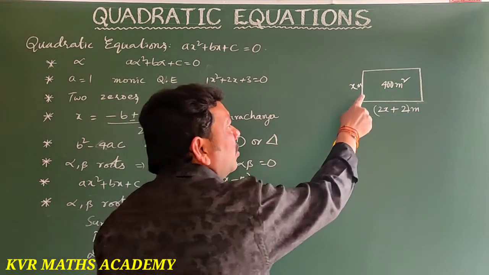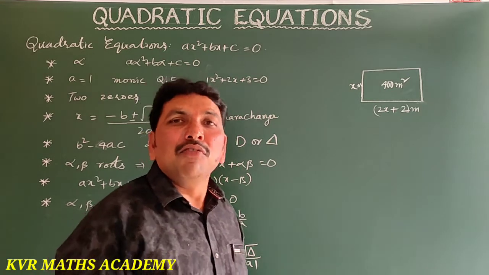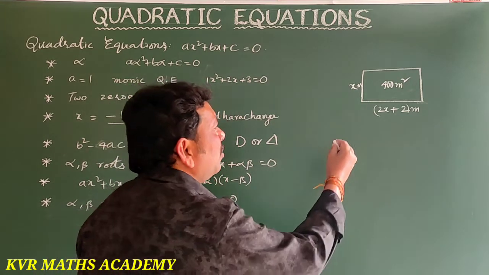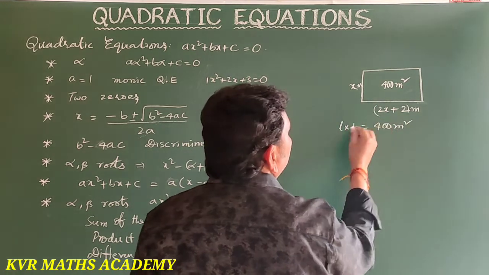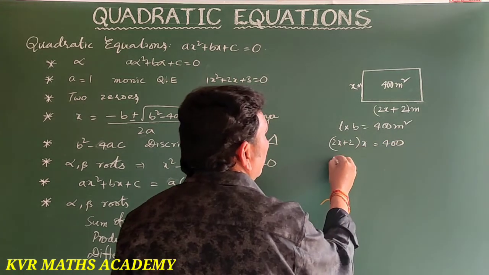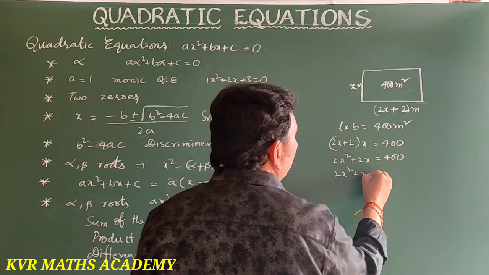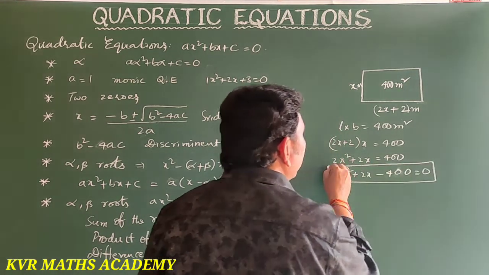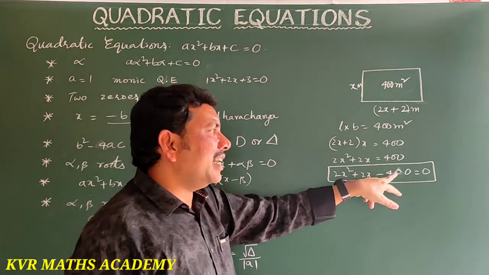Understood clearly? Now it is clearly given that the area of the rectangle is 400 meter square. We know very well what the area of the rectangle is: length into breadth, right? So length into breadth is equal to 400 meter square, already given. Here length is 2x plus 2, into breadth x, is equal to 400. See, x into 2x is 2x square, plus 2x, is equal to 400. So 2x square plus 2x minus 400 is equal to 0. So this is the quadratic equation, isn't it? 2x square plus 2x minus 400.